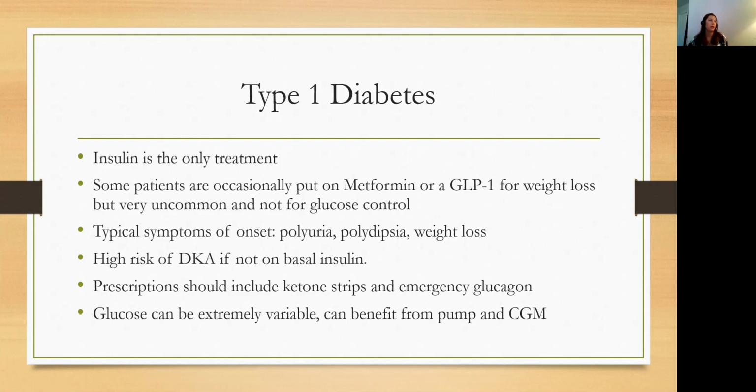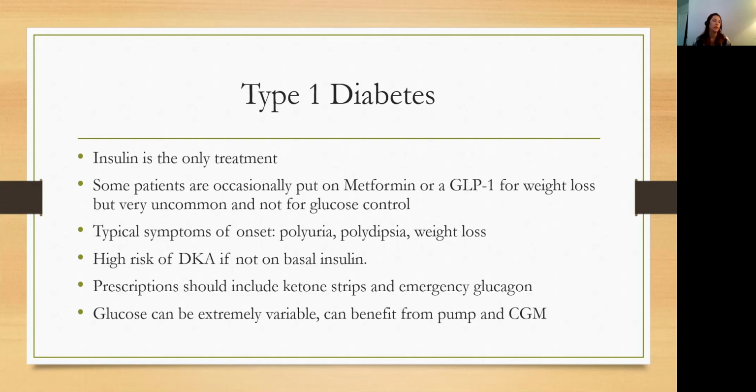And then with type 1, these patients' blood sugars are usually very variable. So even when you've got somebody on the perfect regimen, they're still going to have highs and lows. It's just normal and natural, and it's really hard to prevent.